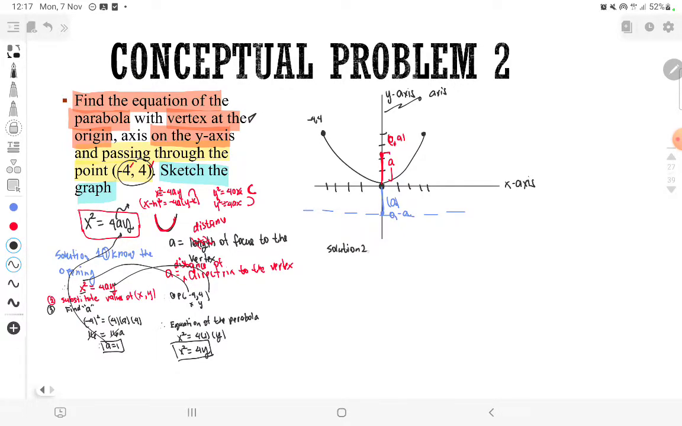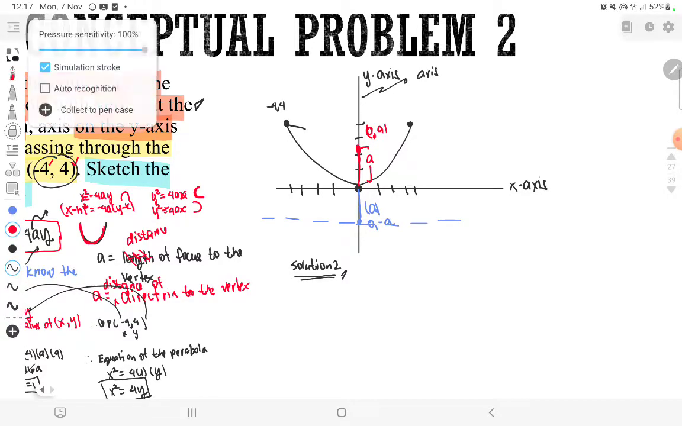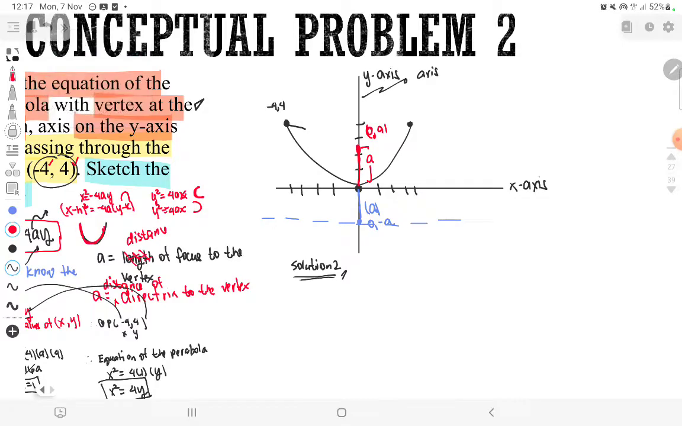Okay, solution 2 is to derive our equation. From this, we all know that our focus, let's say this is our focus, and let this be a distance. This is our P, okay? So P, F. Let this be a distance, PF.